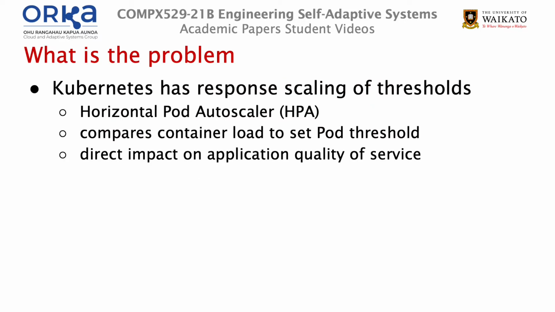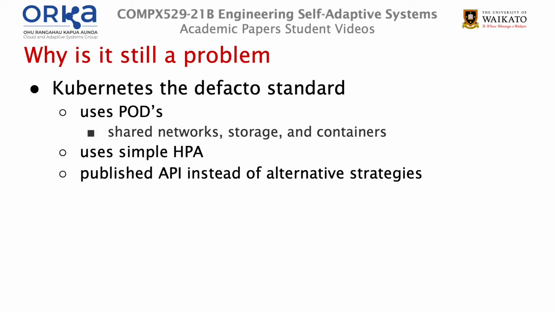Kubernetes ships out of the box with its own horizontal pod autoscaler, which is very simple. It just compares the running numbers against set thresholds and then scales the numbers up and down. This has a direct impact on application quality of service measured in response time. Why is this still a problem?